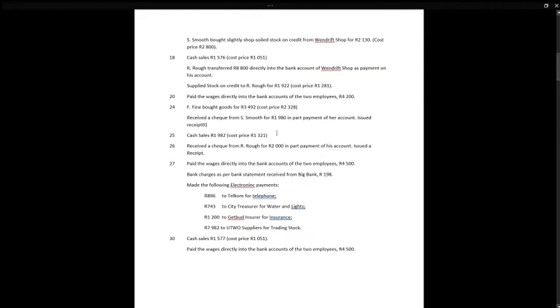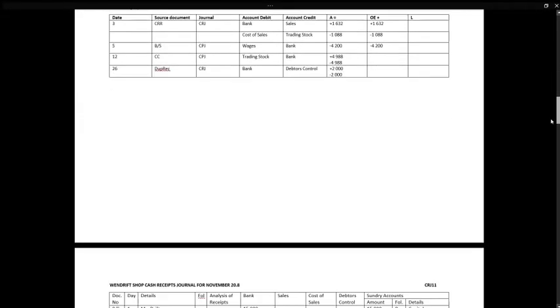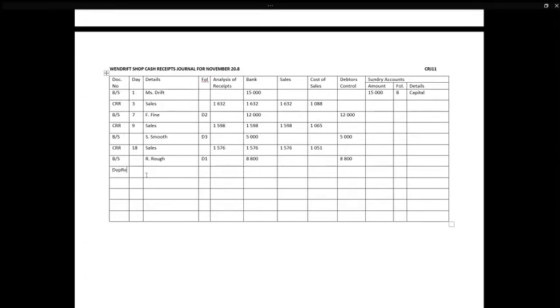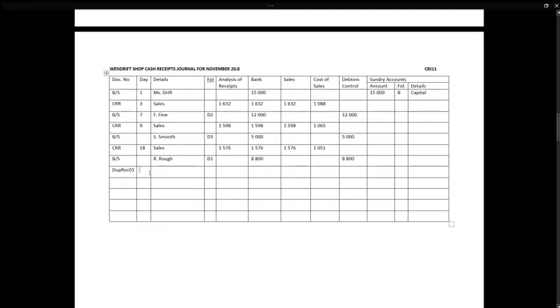Received a check from Smooth for 1,980 Rand in part payment of her account. Issued receipt 01. Right, so this took place. We received money, so this will go to my cash receipt journal. It took place on the 24th. And my source document will be duplicate receipt 01. Our first receipt that we issued took place on the 24th, and the debtor is Smooth. Smooth's debtor's ID is D3.